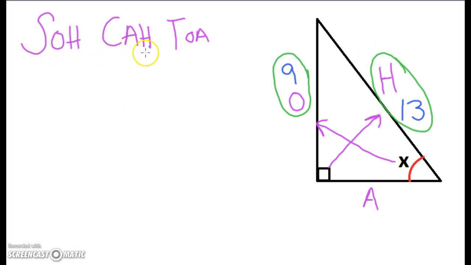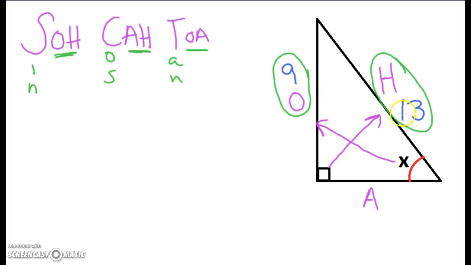All right, so then you look over here. Like I said, we have three trig ratios. We have sine, we have cosine, and we have tangent. And each one of these trig ratios needs different pieces in order to work. So sine, for instance, needs O and H. Cosine would need A and H, and tangent would need O and A.